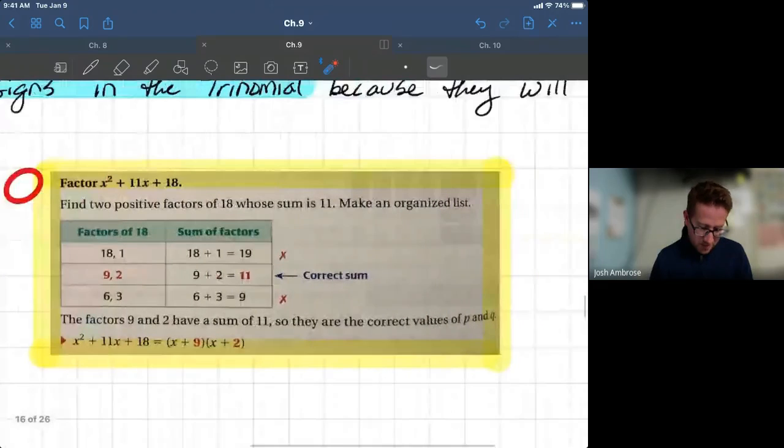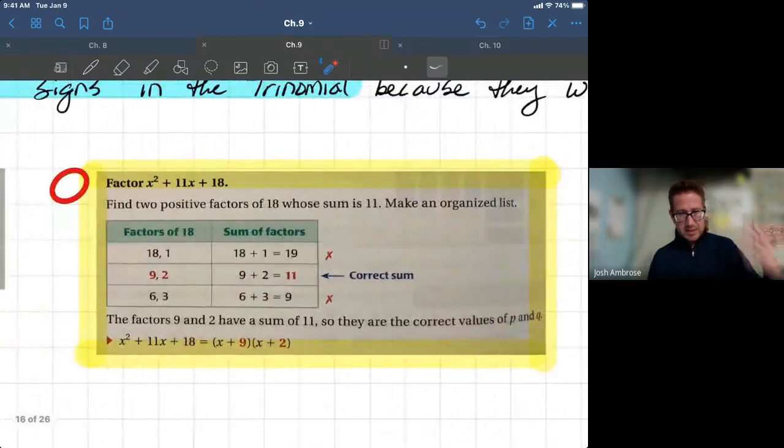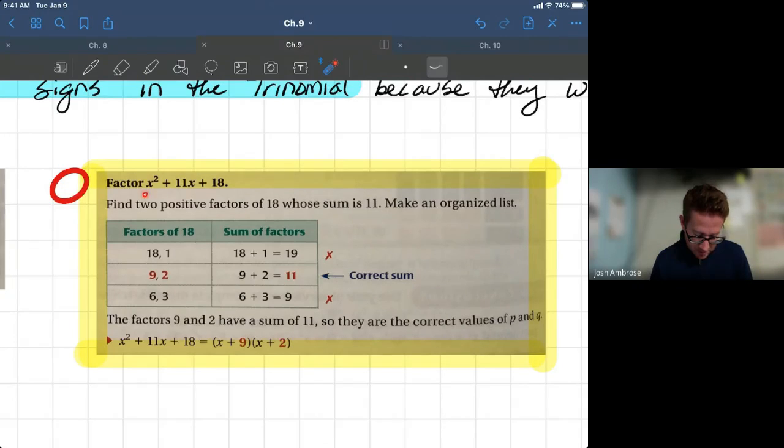Here's another factored out example problem to show you all the other possible factors and why things don't work and why things do work. Here's the original. That's the original trinomial. All the factors of 18 are given to you right here: 1 and 18, 2 and 9, 6 and 3. List out all the factors.